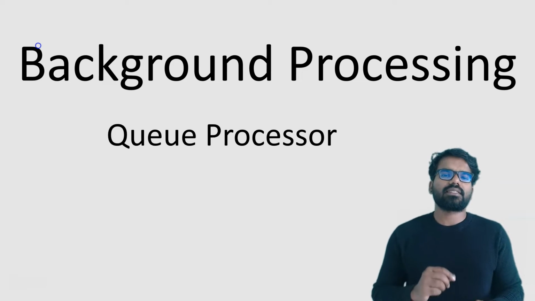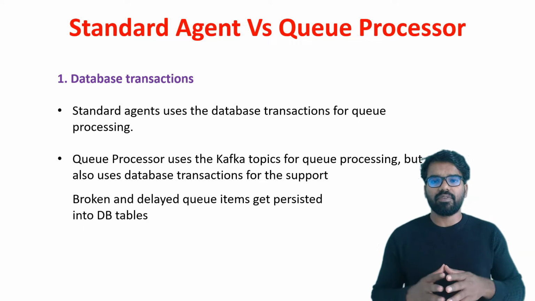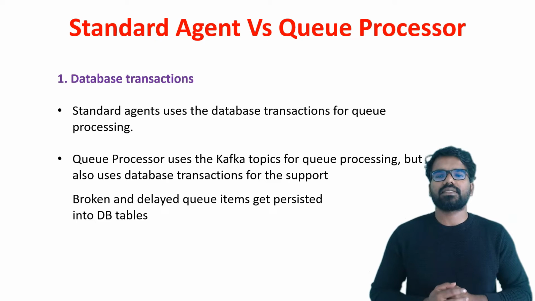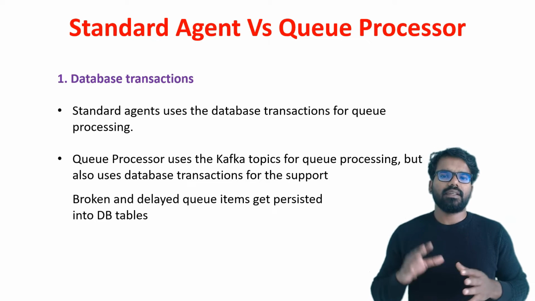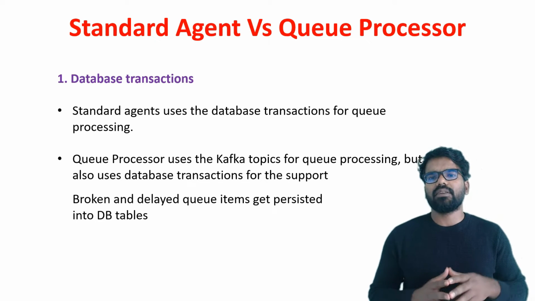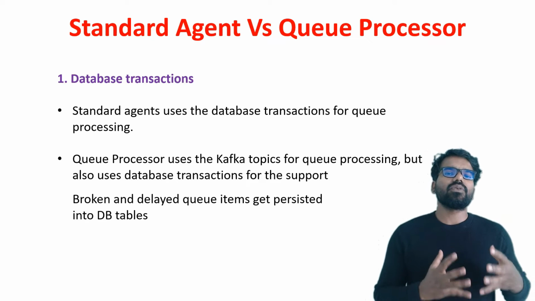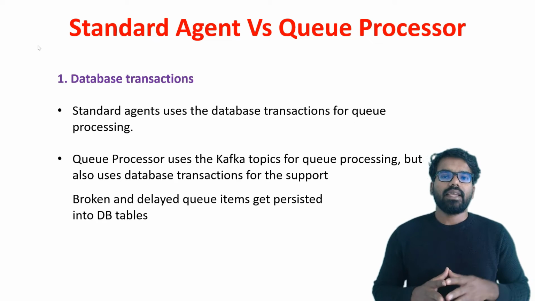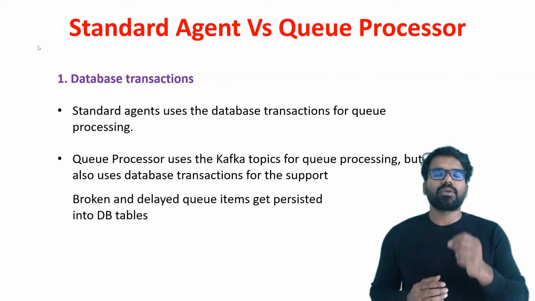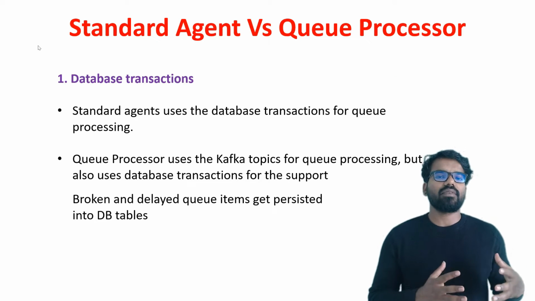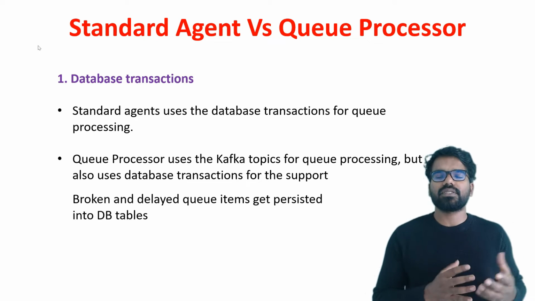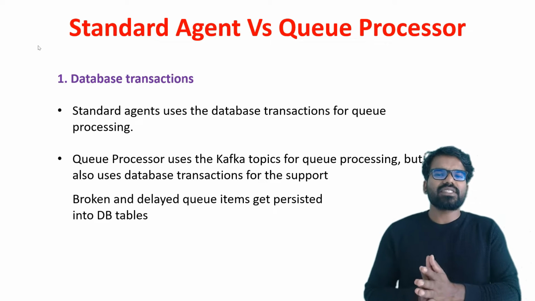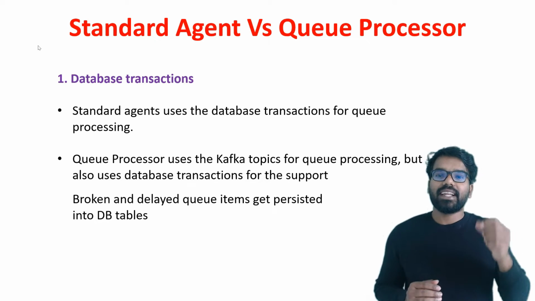So first, let's start with some of the main differences between the standard agent and the queue processor. The first main difference is on the database transactions. In the last video, we already saw that with the standard agent, we need to save all those queue instances into the database table instance, right? Either we can use the default system queue default entry instance, or we can create our own system queue instance and have a dedicated table for it. But at the end, all those queue instances are going to be saved into a database table.